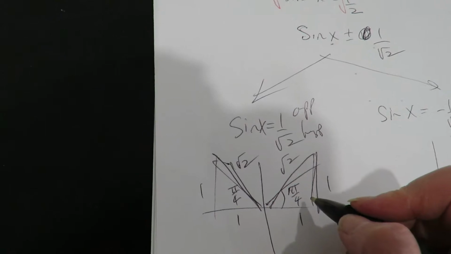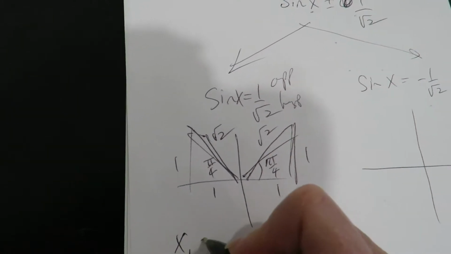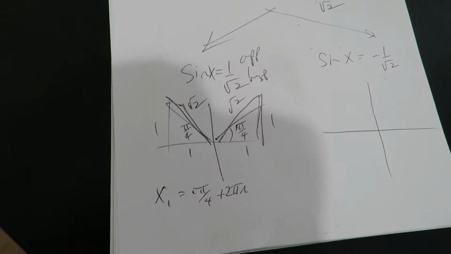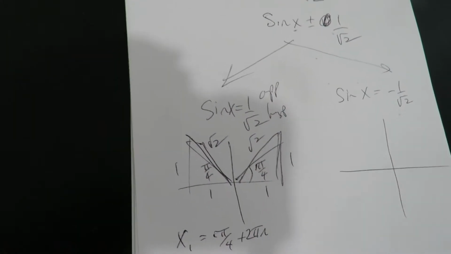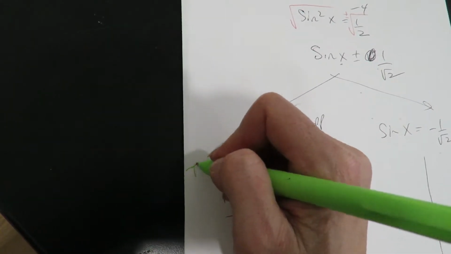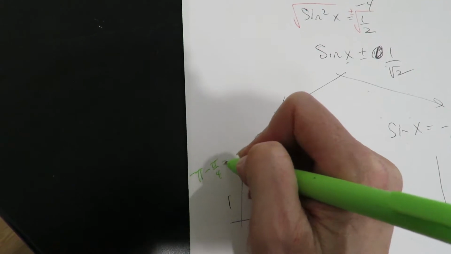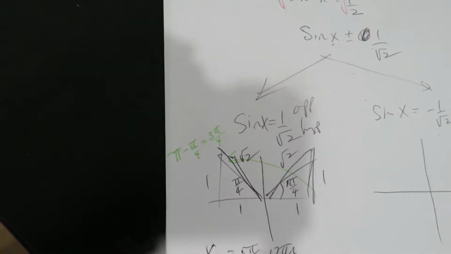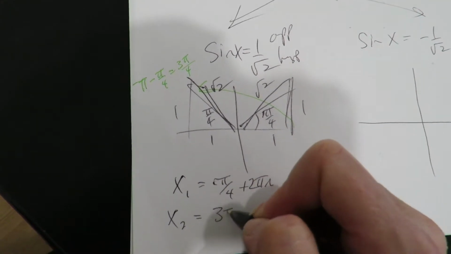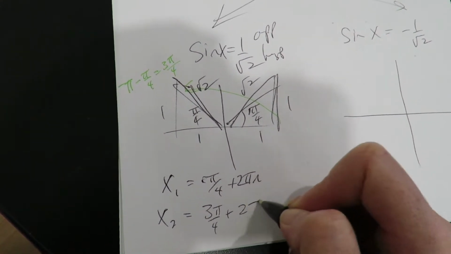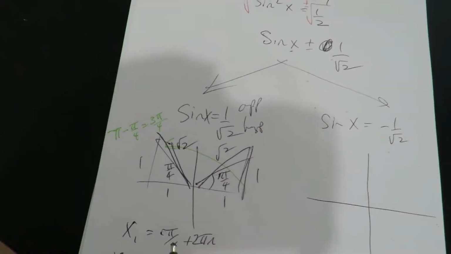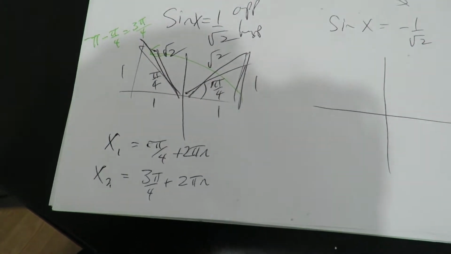So the first answer here, this one, would be pi/4 plus all its coterminal angles, 2πn. This guy in standard position is pi minus pi/4, which is 3π/4 in standard position. You have to give a quadrant 2 angle. So the second answer here would be 3π/4 with all its coterminal angles, right? All the angles that stop here. There's an infinite amount, so that's why we're writing an equation.